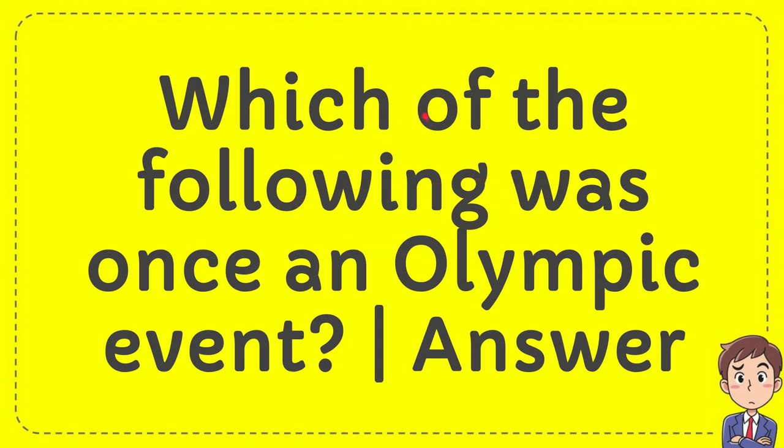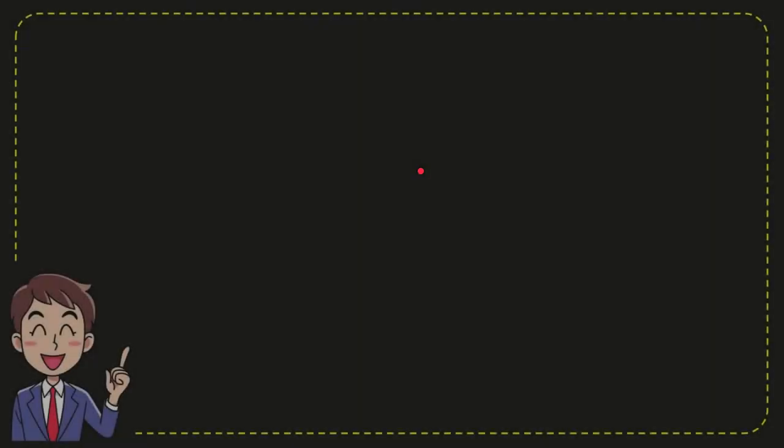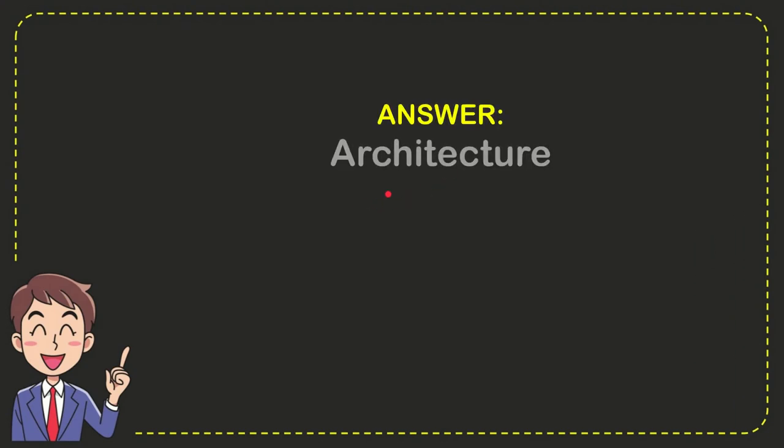In this video, I'm going to give you an answer for a question, and the question is, which of the following was once an Olympic event? Which of the following was once an Olympic event? Now, we'll give you the answer for the question, and the answer for the question is architecture.